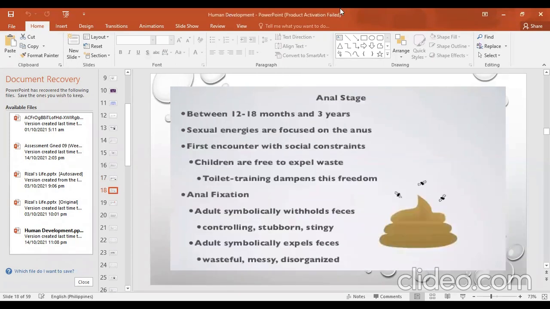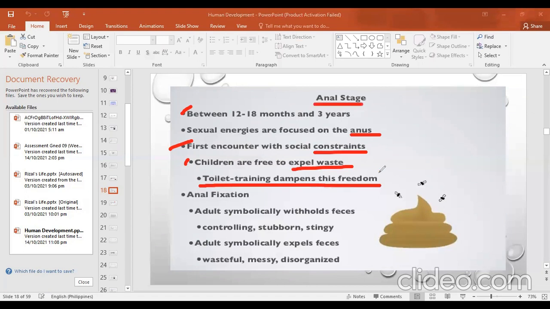So in stage number 2 naman, we have the Anal Stage. It is between 12 to 18 months up to 3 years old. So 1 to 3. Ayan. So ang focus naman ng libido dito ay yung anus. Okay? So first encounter with social constraints. Children are free to expel waste. Toilet training dampens this freedom.